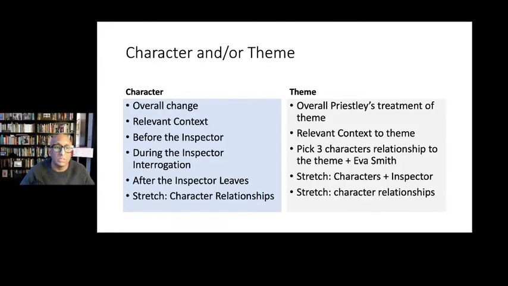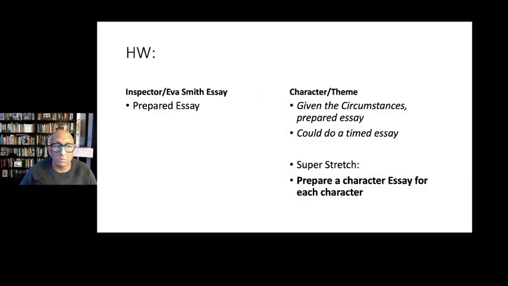Okay, to conclude, to write a character essay, what you're trying to do is talk about the overall change of a character and the relevant context. The structure is before, during, and after the inspector. And to stretch, you're going to talk about character relationships. If you're doing a theme question, you want to know Priestley's treatment of the theme overall, the relevant context, three characters and the relationship to both the theme and Eva Smith. To stretch, you do characters and inspector, and to really stretch, you do character and relationships.